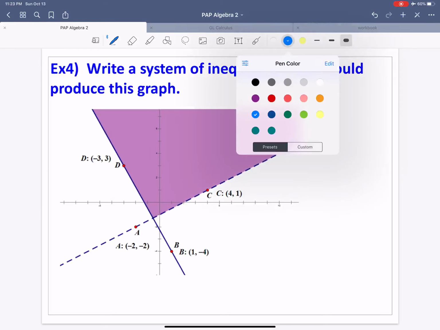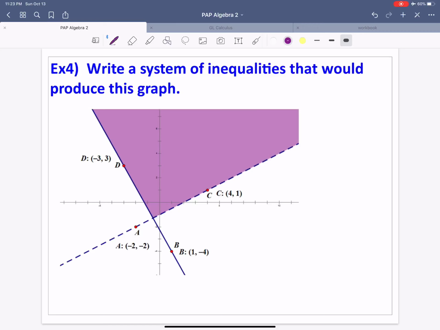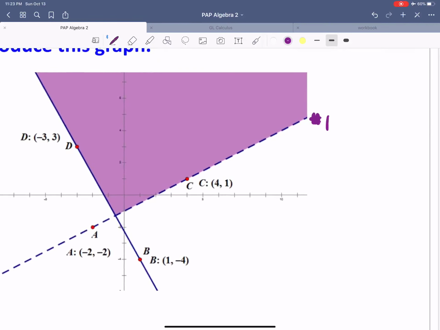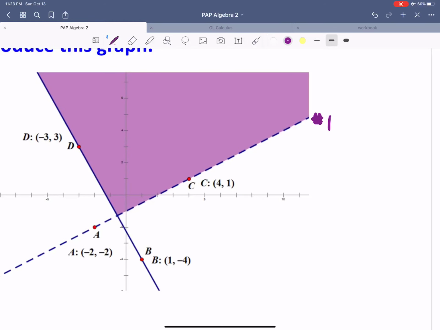So what we're going to have to do is write the equation of each one of these lines. Okay, so let's call this dashed line line number 1, and let's start with that. Let's find the slope of this line first. The slope of equation 1 is 1 minus negative 2 all over 4 minus negative 2. So 1 minus negative 2 gives me 3 over 6, which reduces to 1/2.